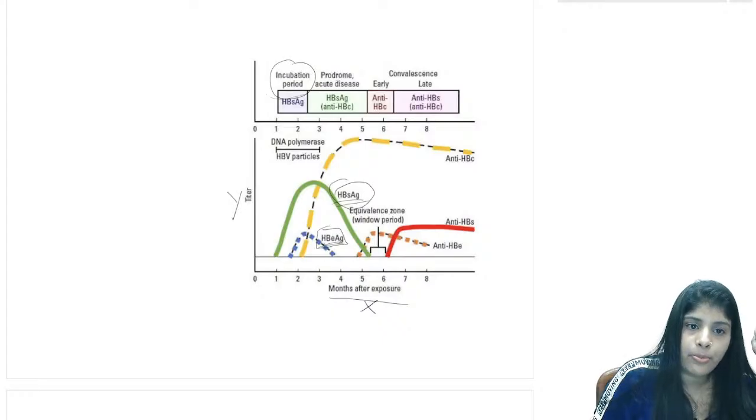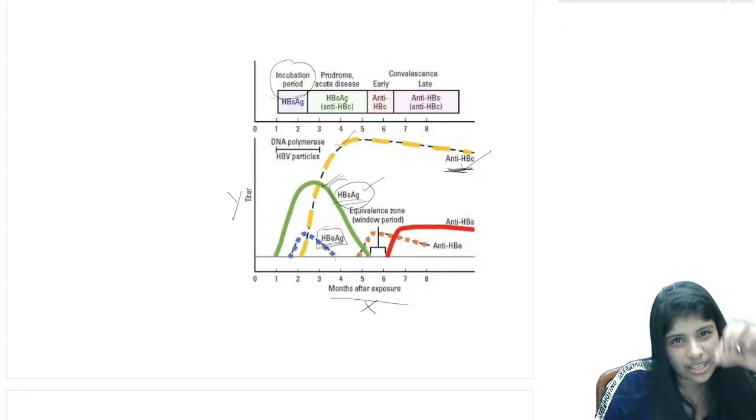And the second one is the prodrome, or the acute phase. In the acute phase, the HBsAg will still be high. And what is the new thing that is coming up there? Anti-HBc. Anti-HBc is going to be very high in the acute phase. Here the HBeAg will go down, and HBsAg and anti-HBc will both be there in the acute stage. You can see this and this. But the HBsAg is gradually declining.